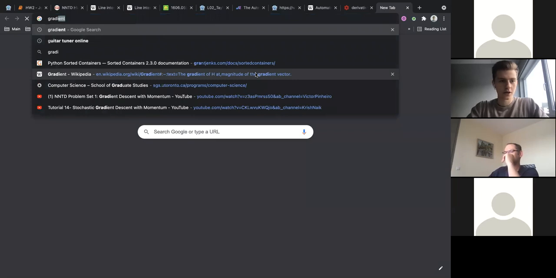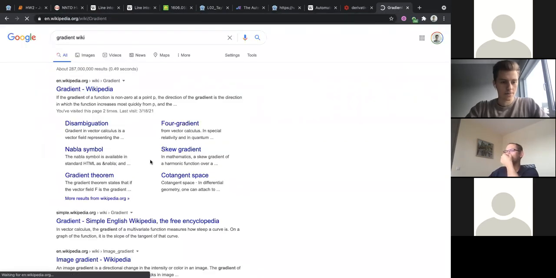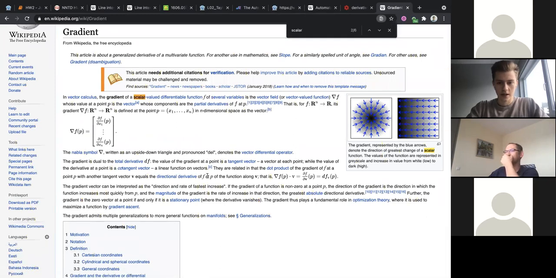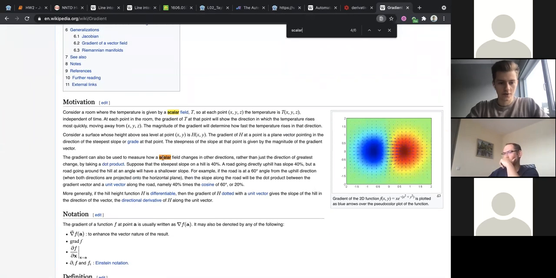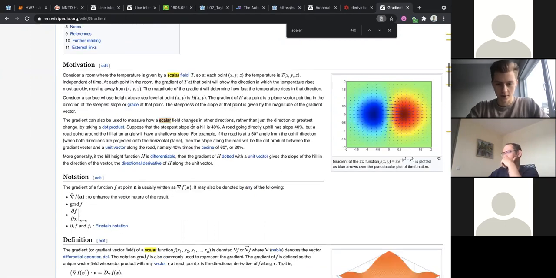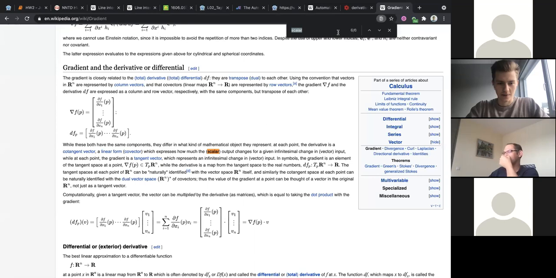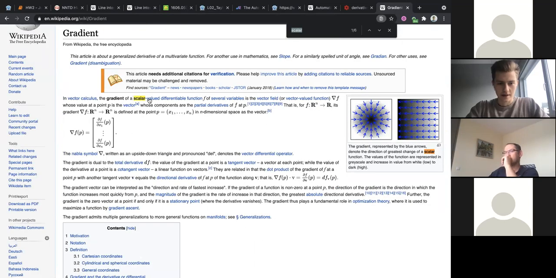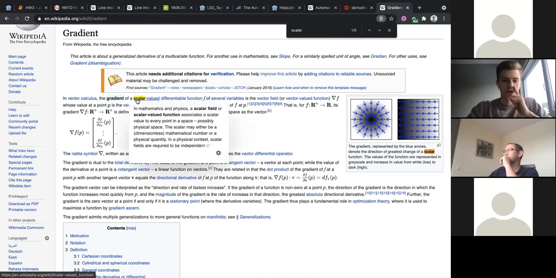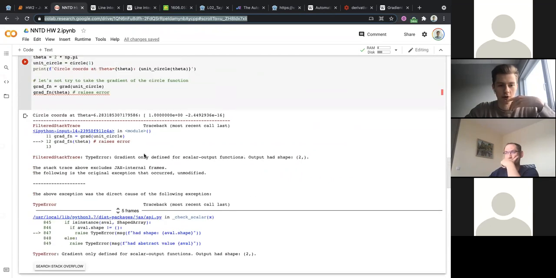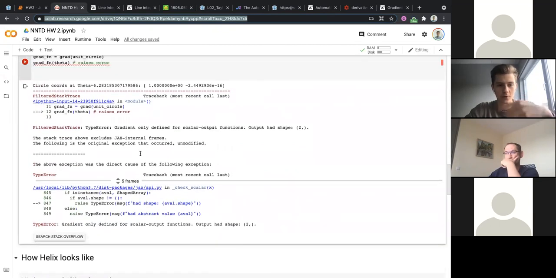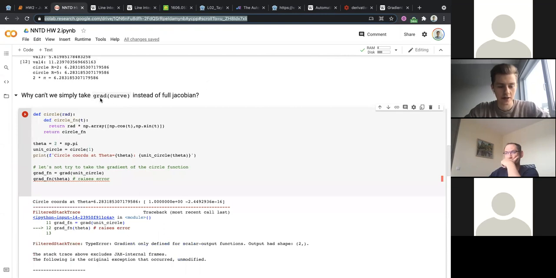So if you go to the gradient definition, it will say that basically the gradient is also used to measure how a scalar field changes. Anyways, the gradient is only the derivative that is defined for a scalar valued function. So it can take many inputs. It can take a vector or a matrix or any tensor of inputs, but the value of the function is always a scalar. So we can't use gradient for calculating the derivatives. It's not mathematically correct. But we do take the derivative.